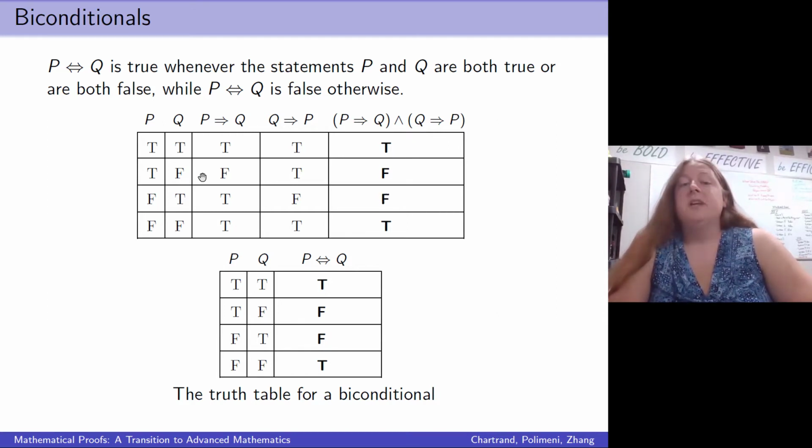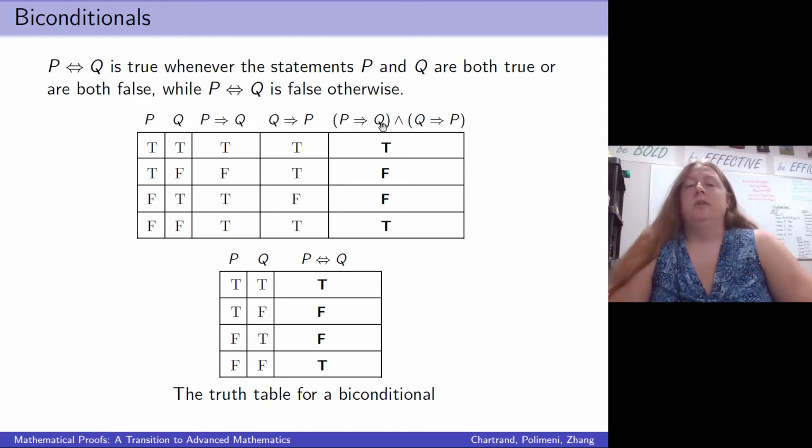So remember, implications are always true except when we're taking a true statement implying a false statement. So when P implies Q and Q is false, P is true, then we have a false statement. And with the converse, whenever Q is a true statement and P is a false statement, so in this case right here, we'll have a false statement. But otherwise, implications are true. Either they're vacuously true or they have a true statement implying a true statement.